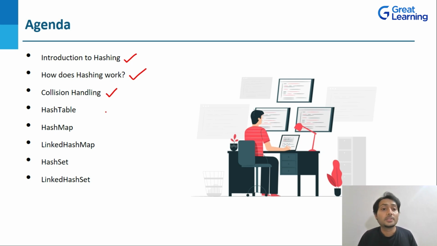Next, we are going to check out the implementation for the hash table, hash map, linked hash map, hash set, and linked hash set. All these are nothing but the collections in Java. So we'll try to implement all these and understand different methods associated with these particular collections in Java. So let's get started then.